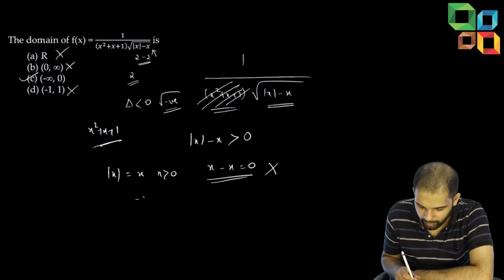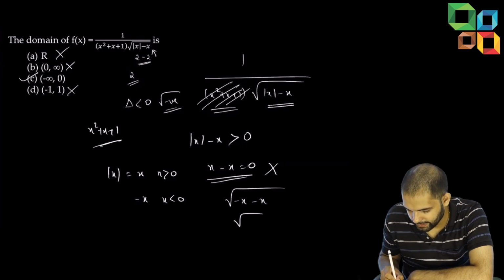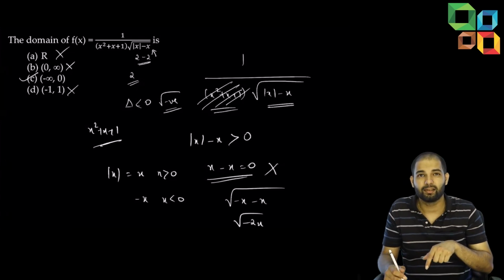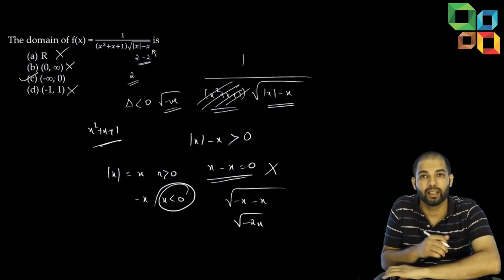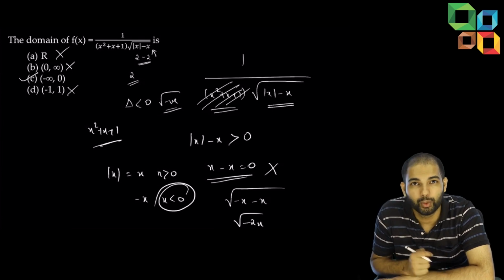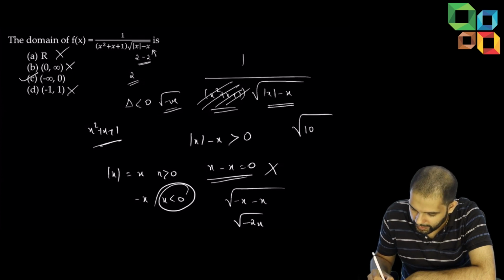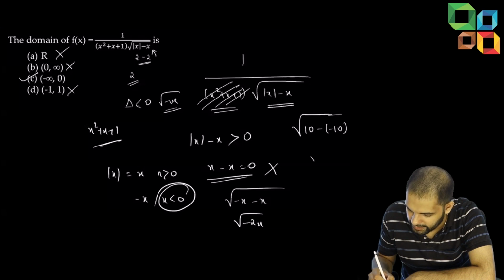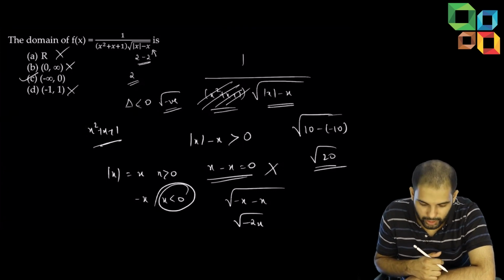But if I take a negative number, the definition is mod x is minus x. So it is root of minus x minus x. Now you may say that it is minus 2x, a negative, but it is not a negative number. It is root of minus 2x where x is negative. With the minus 2 outside, it's always a positive number. For example, x is minus 10. So this is root of 10, because mod of minus 10 is 10, minus of minus 10. You're going to get root of a positive number. Any negative number you take, you get a positive number. So your answer is C.